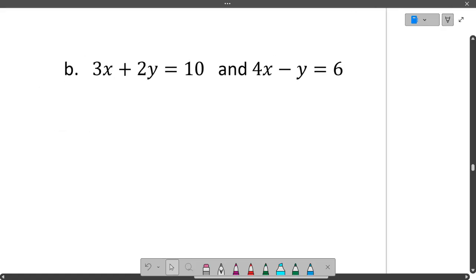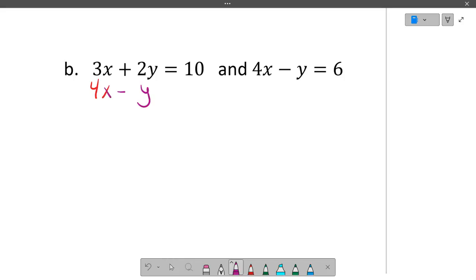Now, if I were to stack these, wow, that changed color mid-writing. That was cool. All right, if I were to stack these and either add or subtract, would any of my variables cancel out? No, not as it is, so I need to change one of them. What variable looks like it'll be the easiest to eliminate? The y. So which of these equations do I need to change so that I can cancel out the y? I need to change this bottom one. What do I do to it? Multiply it by 2, okay?